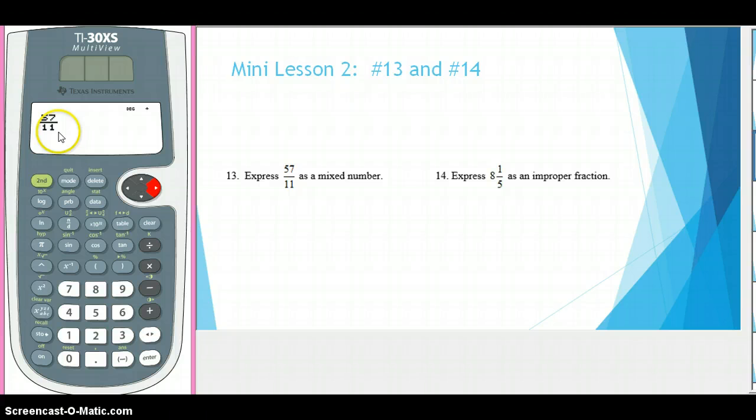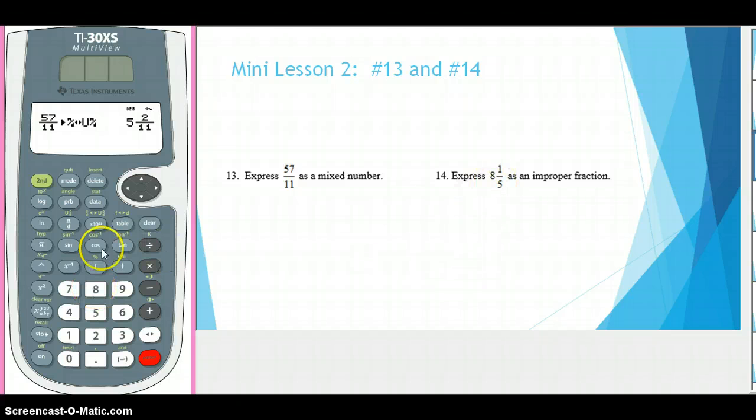To change this, since this is in green and it's above, you hit the second button and then you're going to hit this button. And notice it says arrow n over d. It's going to change it to a mixed number. Now you just hit enter, and this is the number as a mixed number, 5 and 2 11ths. Let's look at the next one.